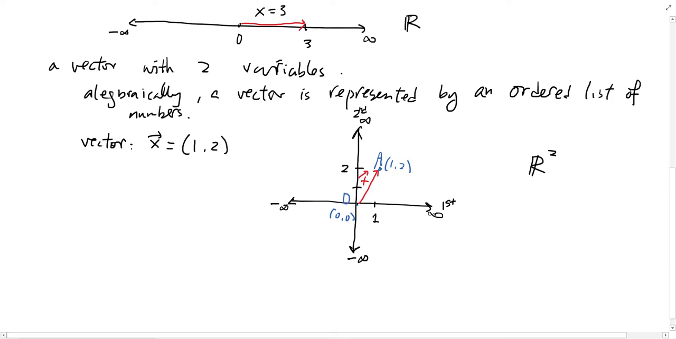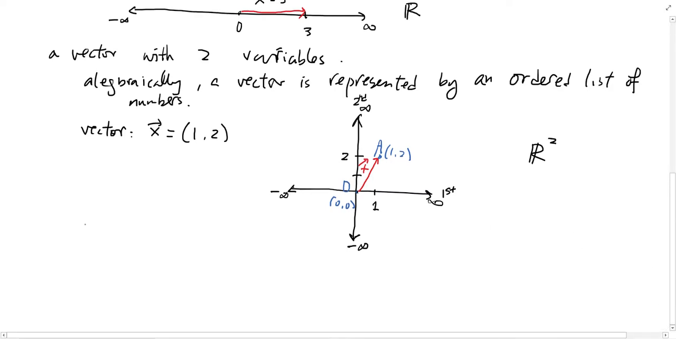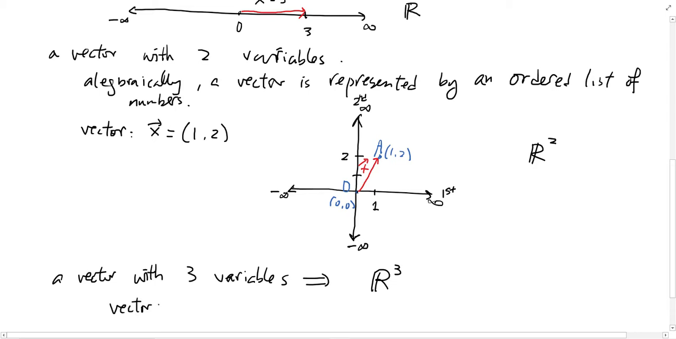Good. And you can think that similarly, if you want to see what happens to a vector with 3 variables, a vector of 3 variables would be in what we refer to as R3. And the vector would now be represented by 3 numbers. So the vector in this case, I'm going to once again call it vector x, will probably have 3 numbers in it, maybe like this: 1, 0, -4.